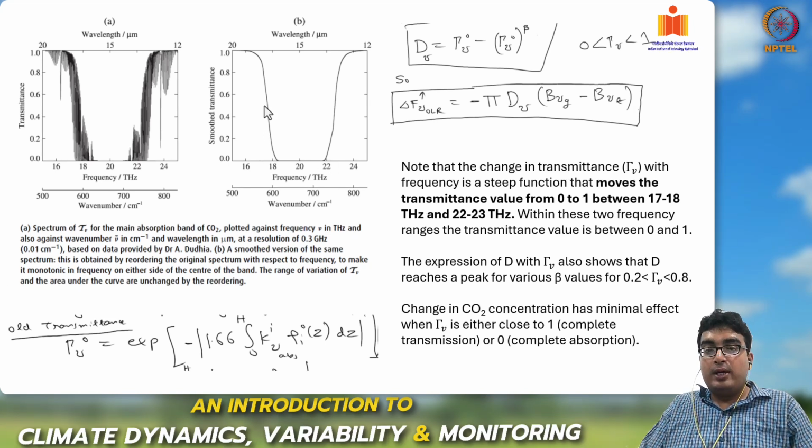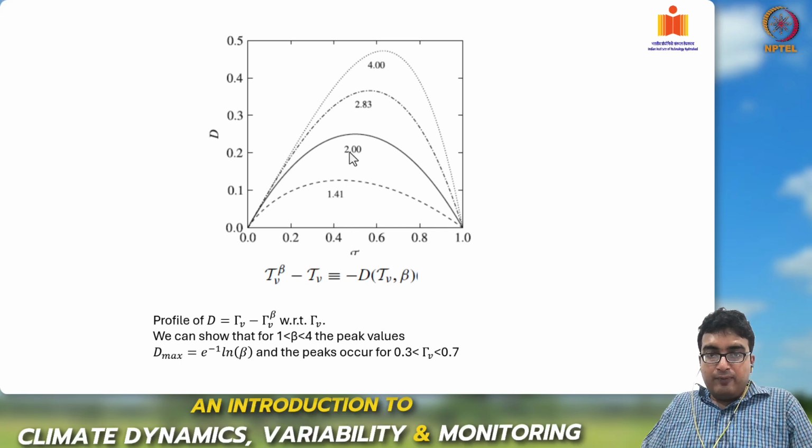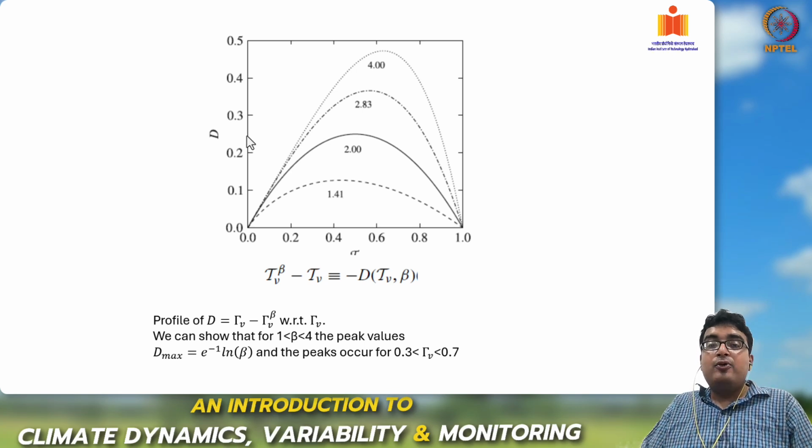18.5, somewhere around here, or a frequency of 23.5, somewhere around here, where the spectral transmittance is 0.5, and assume that CO2 concentration is increased twice. So, at say 18.5 terahertz frequency, your transmittance is 0.5, so you put 0.5 here. The expected value of d for beta equals 2, CO2 concentration increased twice, is around 0.25.